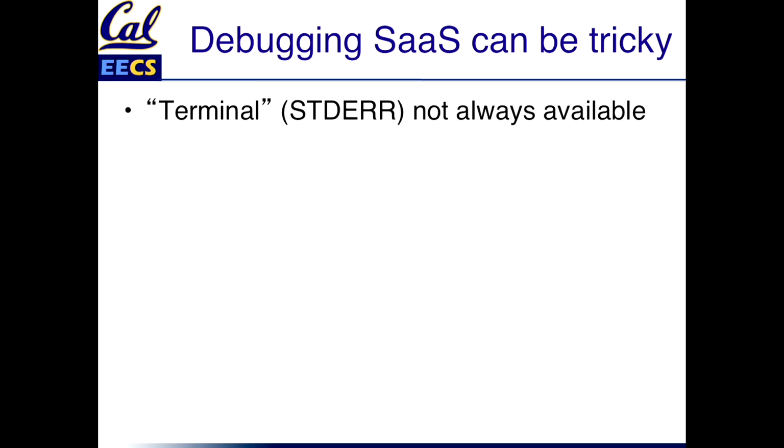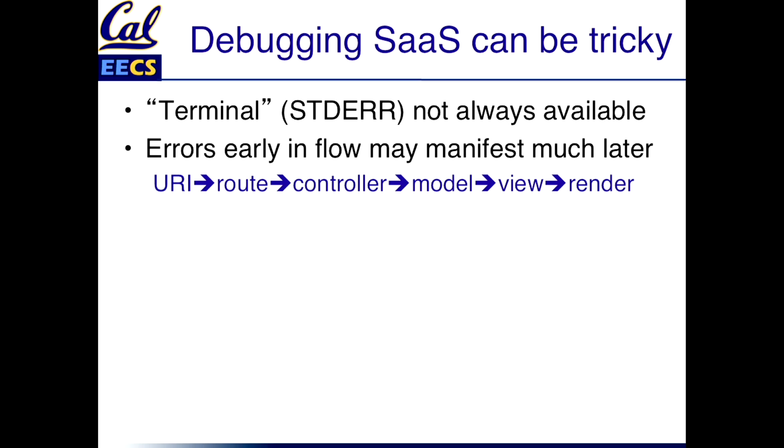Now, compared to debugging command line programs or other kinds of programs you may have written, SaaS can be a little bit trickier because, for one thing, you're probably used to being able to printf some stuff and see it in the terminal. There is no terminal in the SaaS world, right? It's running on a server somewhere, so the idea that you can have stuff printed out to the terminal doesn't work too well. Also, remember that there's a lot of moving parts in these applications.